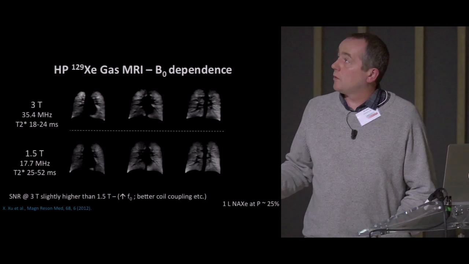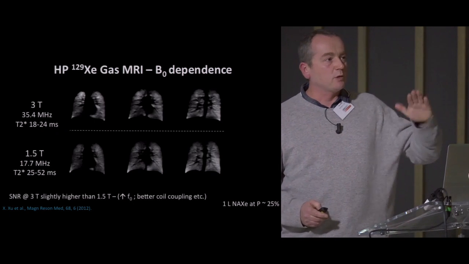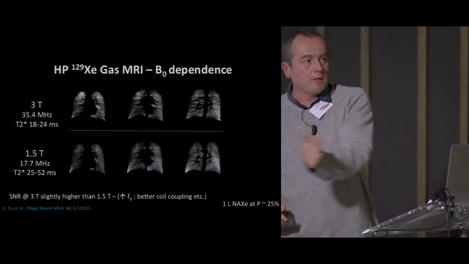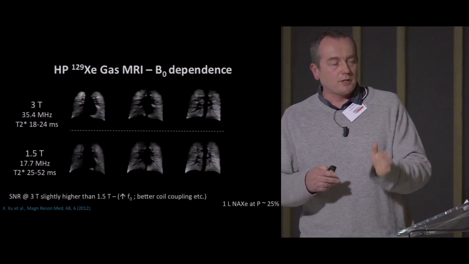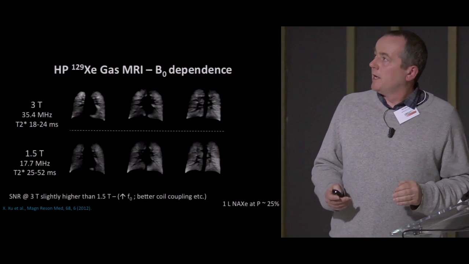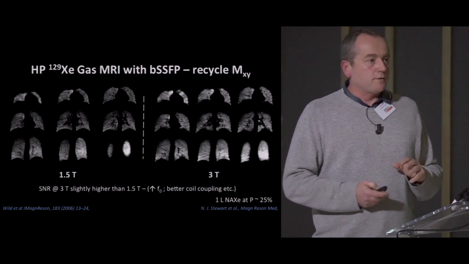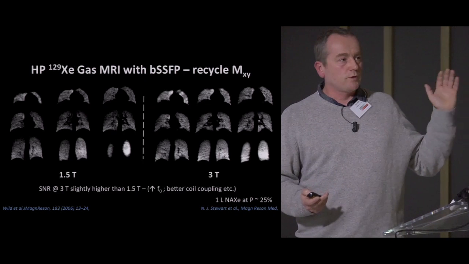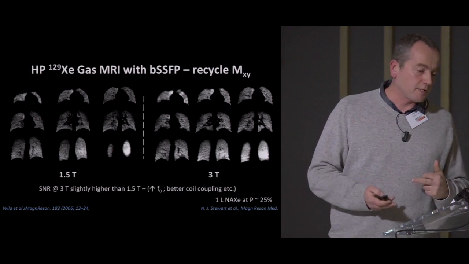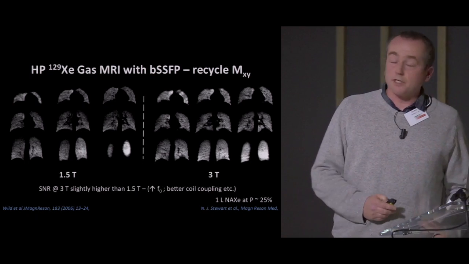These images were acquired with spoiled gradient echo, low flip angle images. So we build up the imaging K-space with a small flip angle and then spoil the residual transverse magnetization before acquiring the next line in K-space. There's a strong argument for recycling the transverse magnetization. The hyperpolarization is finite. Once we've depolarized it, it's gone in the lungs. But we have residual transverse magnetization. Why not recycle it back into the K-space trajectory?